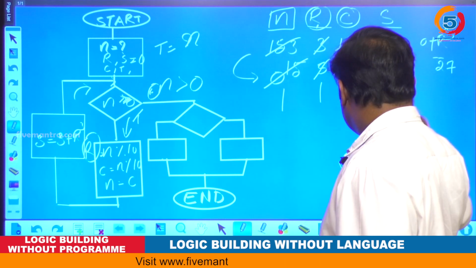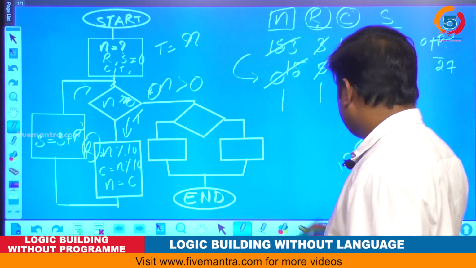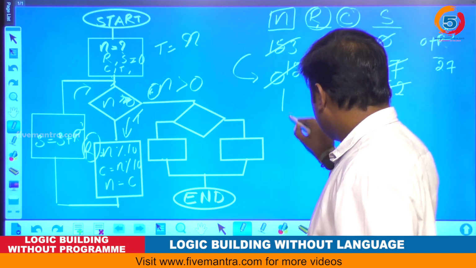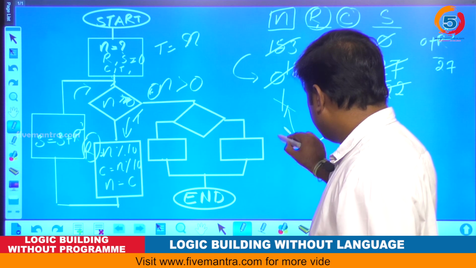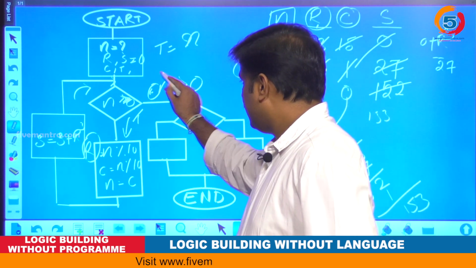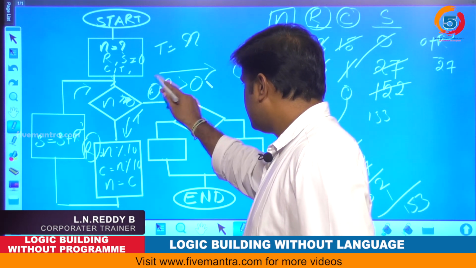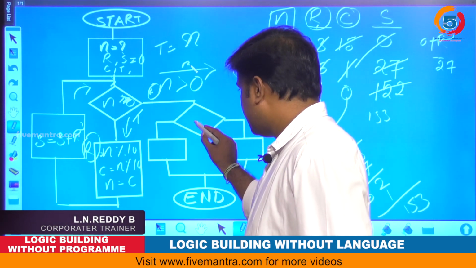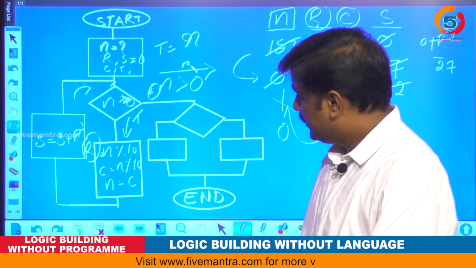Now the 152 will be replaced with the 153. Once again this 0 value will be copied into this. So here 0. Now the condition is false, and when it is false it will come into this direction.